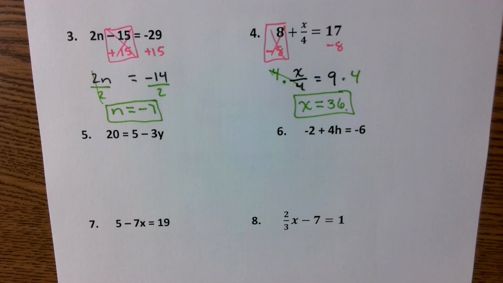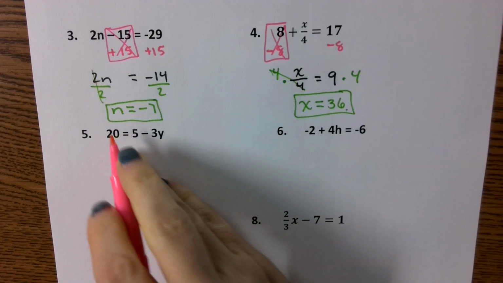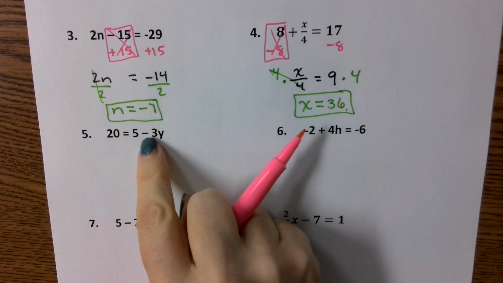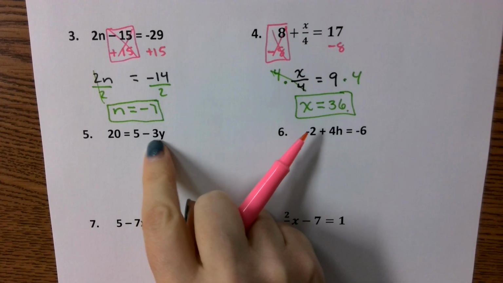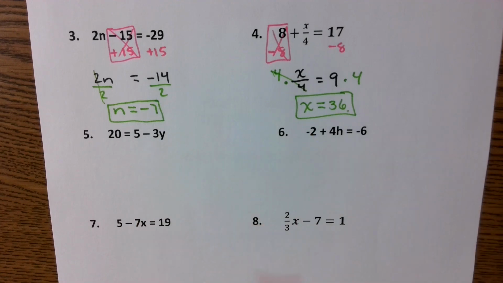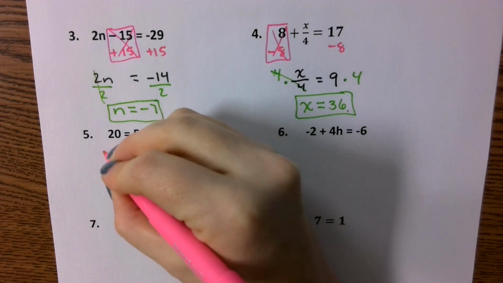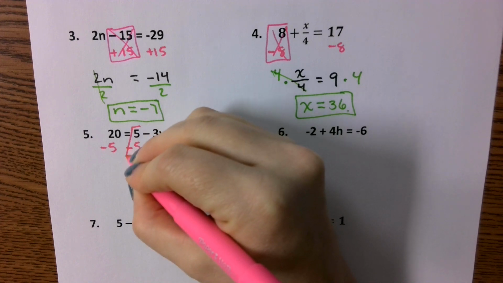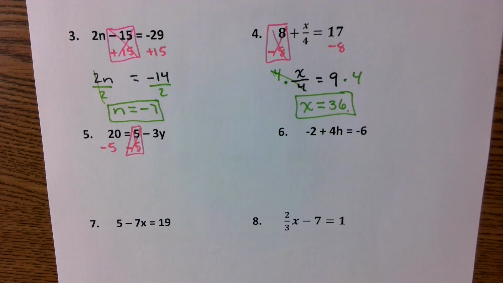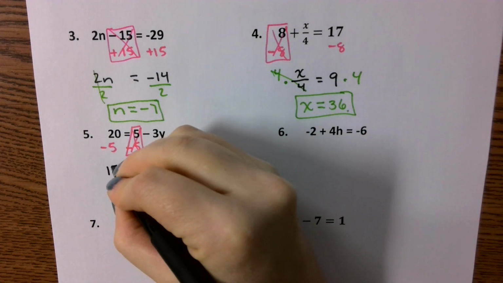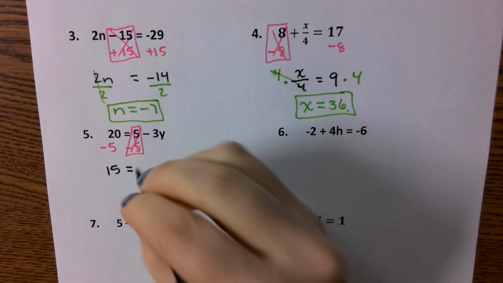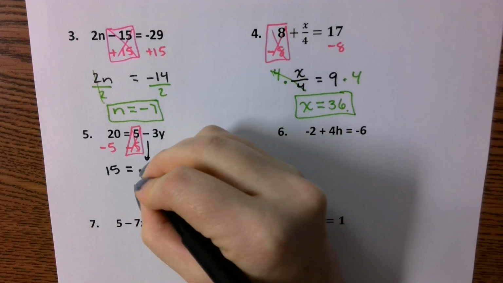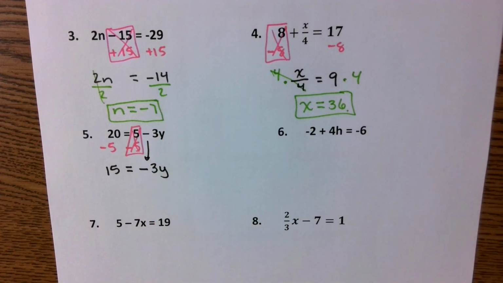All right, problem number 5. First step. What are we going to do first? Nathan? Good. Subtract the 5. Even though we see subtraction here, remember that subtraction sign does not belong to the 5. It belongs to the 3y. So we're going to subtract 5 from both sides so that those 5s will get canceled out. And then 20 minus 5 is 15. And it's now equal to -3y.